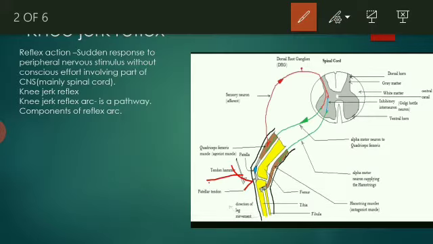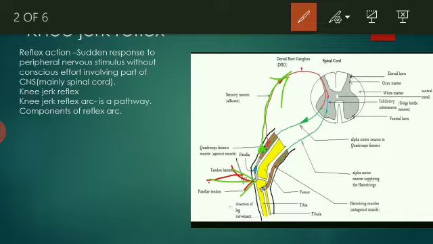Now the stretch sensations will be detected here in the muscles, because in the muscles there are special receptors called muscle spindles. Muscle spindles are sensory receptors that detect the stretch in tendons. So here the hammer is hit, and the muscle spindles present in the skeletal muscle detect the stretch in the tendon and send impulses through a nerve called the sensory neuron. It is also called the afferent neuron.